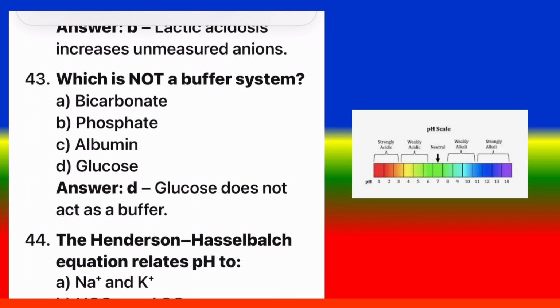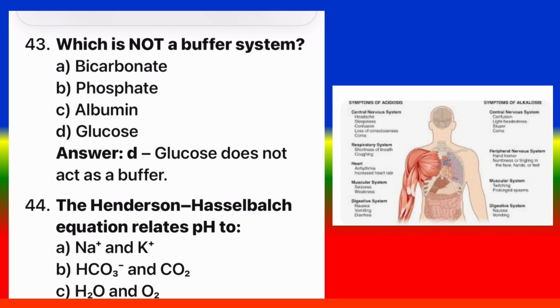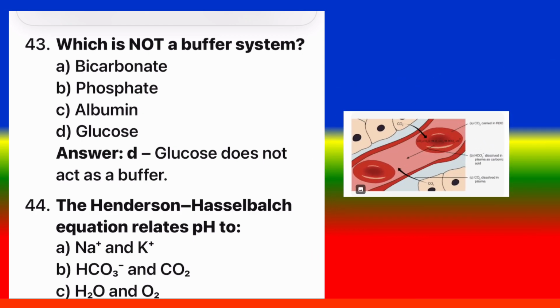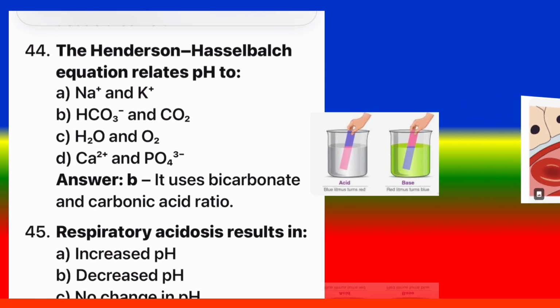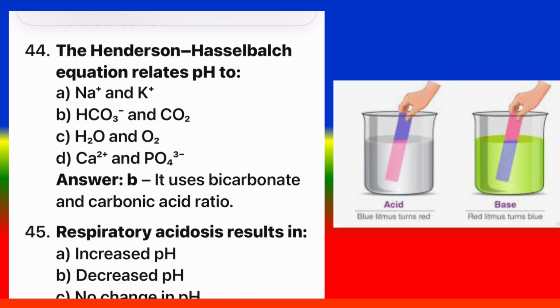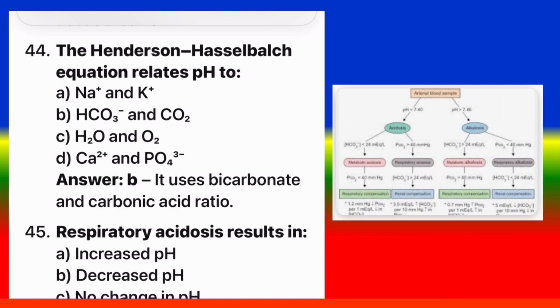42. Which is not a buffer system? A, bicarbonate, B, phosphate, C, albumin, D, glucose. Answer D, glucose does not act as a buffer. 44. The Henderson-Hasselbalch equation relates pH to A, Na and K, B, HCO3 and CO2, C, H2O and O2, D, Ca and PO4. Answer B, it uses the bicarbonate and carbonic acid ratio.